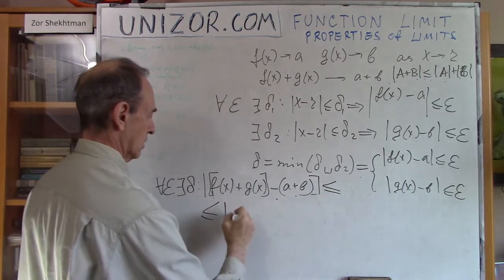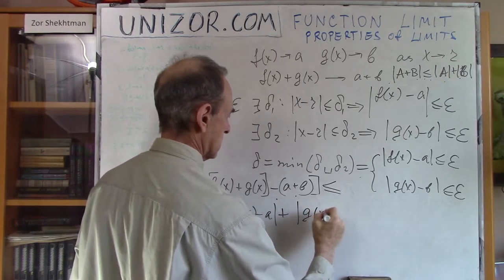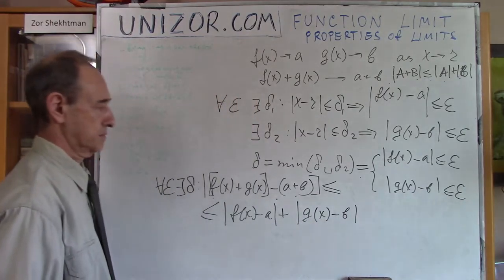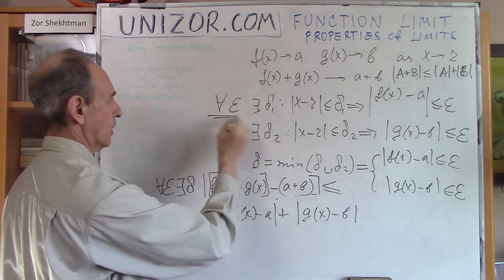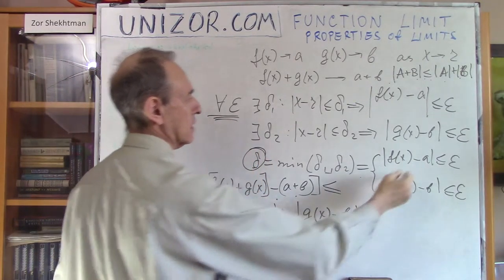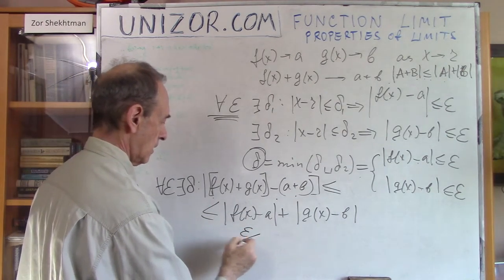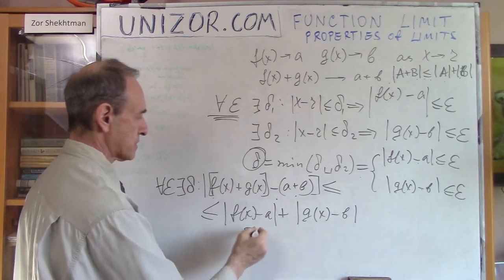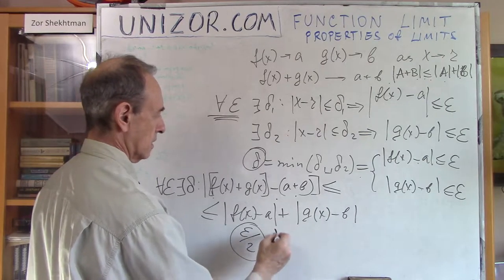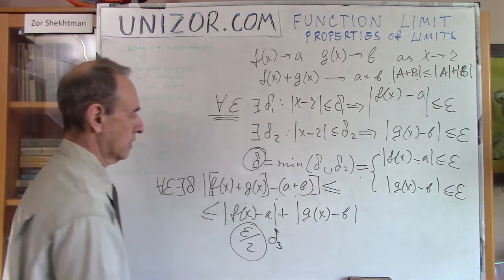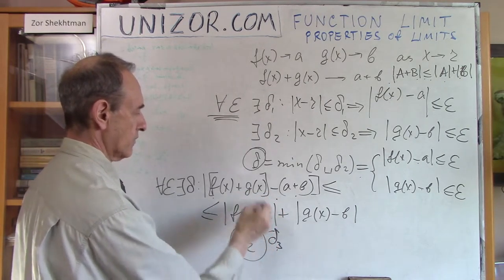I will do f at x minus a plus g of x minus b. Now, for any epsilon, I can find such a delta that both of them are true. So for this epsilon, I will choose epsilon divided by 2 and find such a delta, which would be delta 3, that if the absolute value of x minus r is less than delta 3, then this is true.